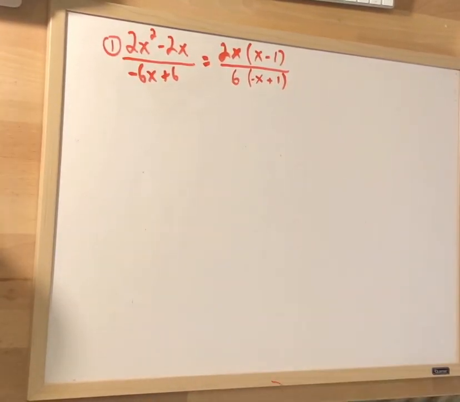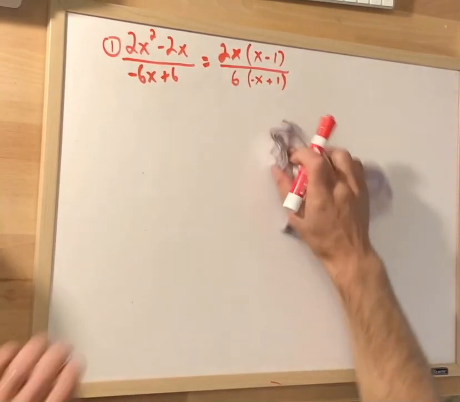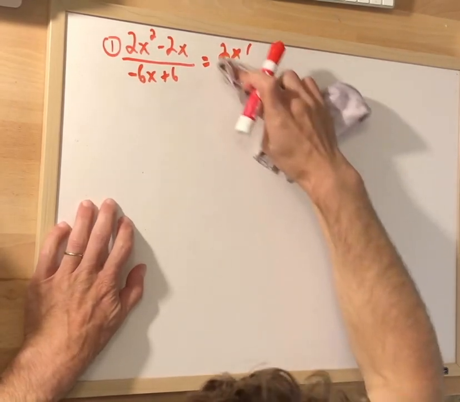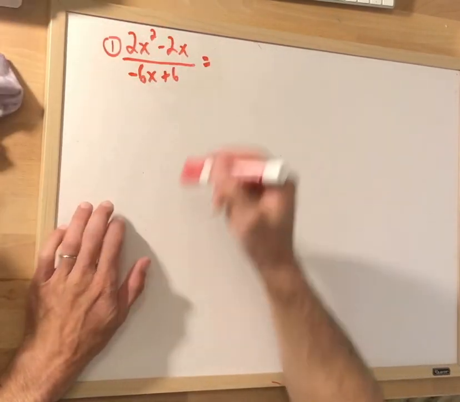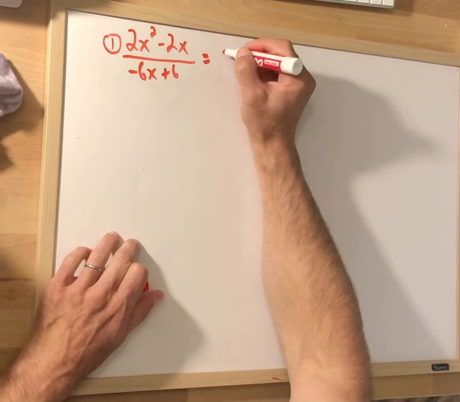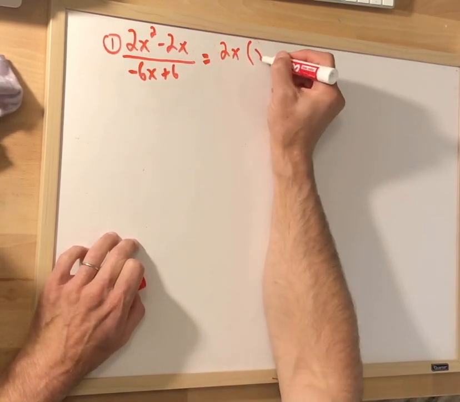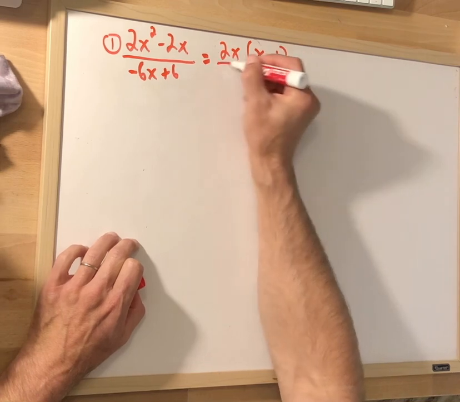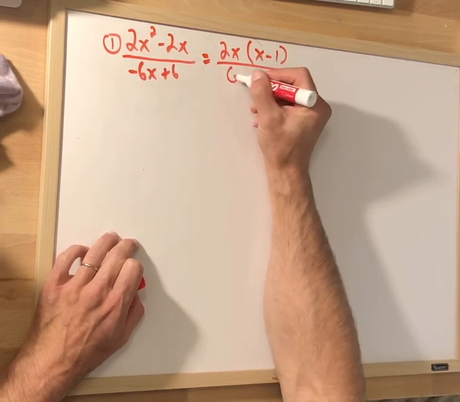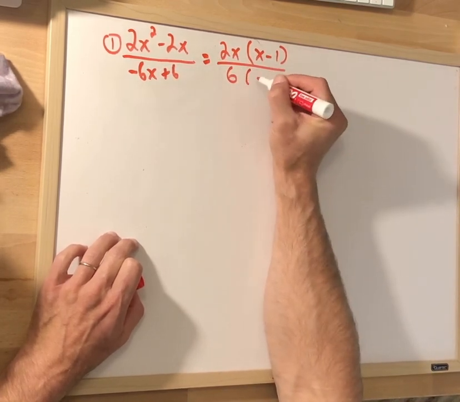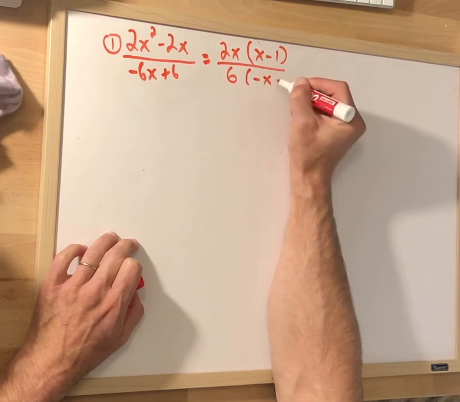Okay, so my very first question that I'm going to do is number 1. Now, if I factor out, let's say, a 2x from both of these terms, I'm going to get an x minus 1. If I factor out a 6 from both of these terms, I'm going to get a negative x plus 1.